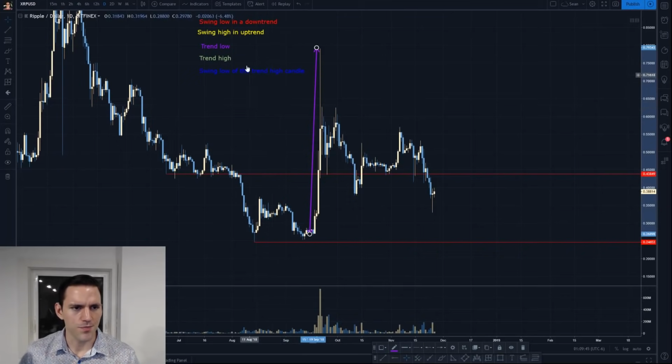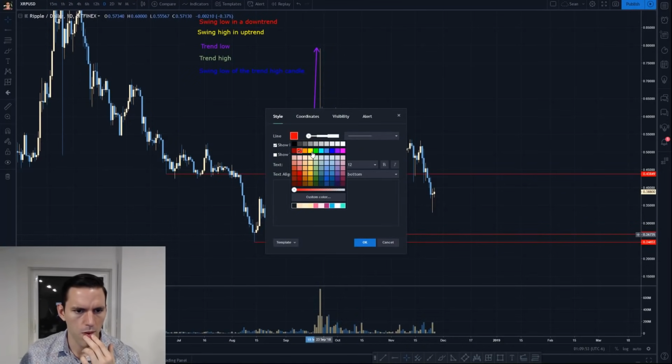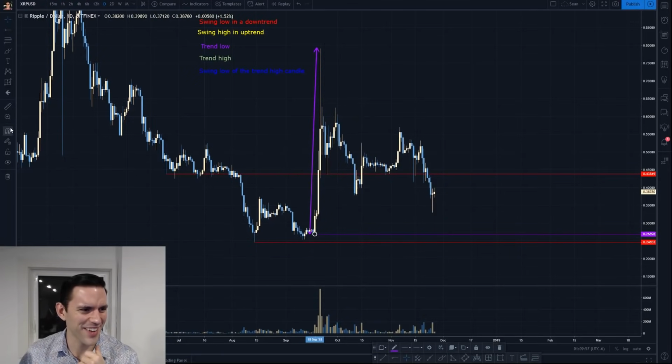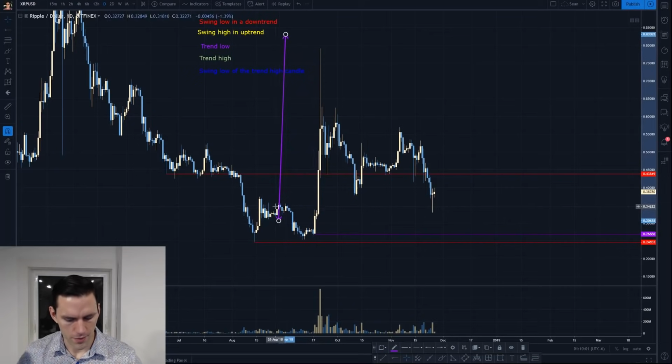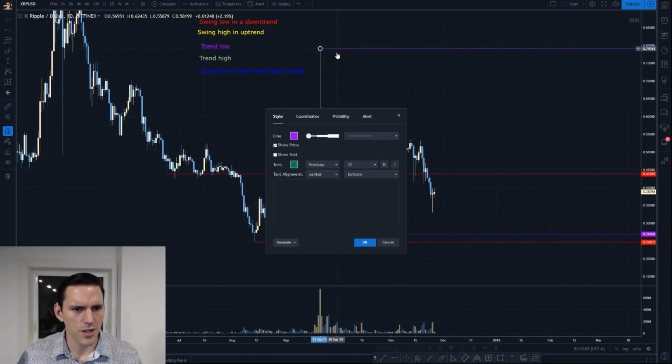So what would we do? Right, we're going to mark out the trend low. So this is the start of the trend, right? Ooh, nope, that's not the right color at all. Okay, this is the trend low right here, right? That's the trend low. This is the trend high. Swing high in an uptrend is going to be yellow.